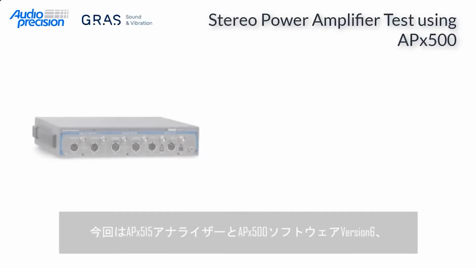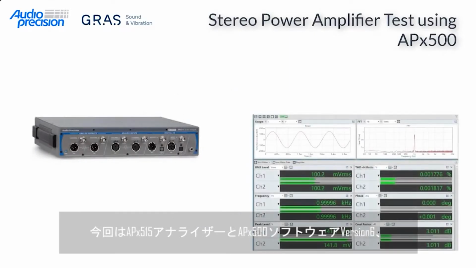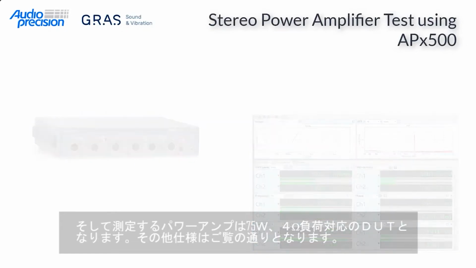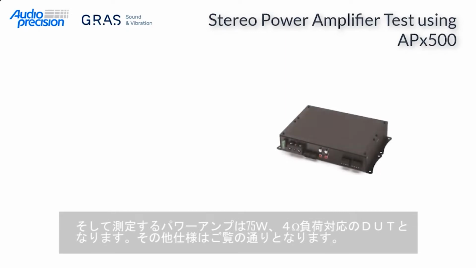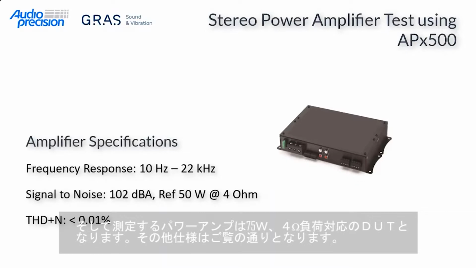I'll be using an APX 515 analyzer and APX 500 measurement software version 6. The device I'm testing is a small stereo power amplifier designed to deliver 75 watts into a 4 ohm load. These are the published specifications.